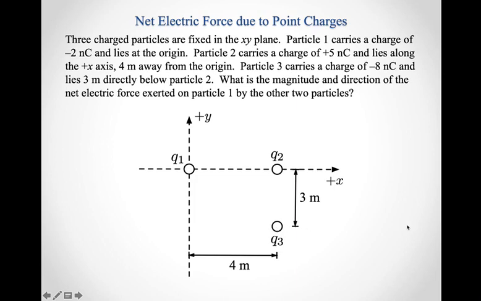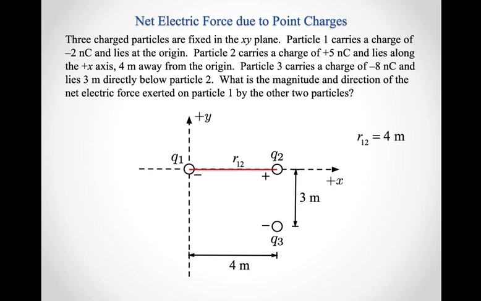So for starters, let me label, and at the moment all I really care about is signs. I'm told in the problem that particle 1 is negatively charged, particle 2 is positively charged, and particle 3 is also negatively charged. I also know that I'm going to need some distances. If I'm interested in the interaction between particle 1 and particle 2, I need the distance that separates those two particles, and here I'm told that distance is 4 meters.